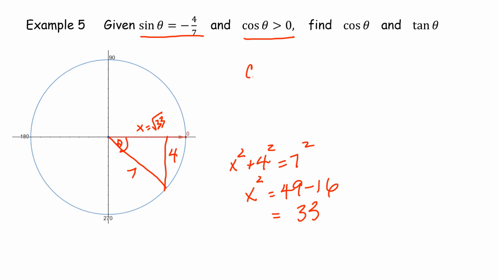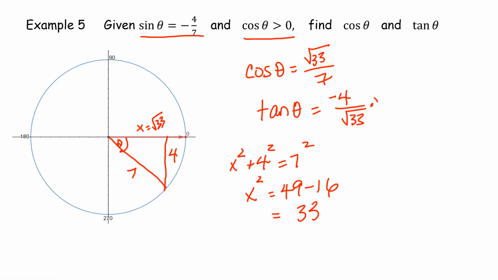So when we do that, cosine theta is going to be positive. It's going to be adjacent over hypotenuse. So square root of 33 over 7. And then tangent theta is going to be opposite over adjacent. And so that's going to be 4 over the square root of 33. But I forgot to mention that 4, that's in the fourth quadrant, that vertical side is negative. So we have to put a negative sign wherever we see a 4. So that's got to be negative. But we also have to rationalize it. So that's going to be negative 4 square root of 33 over 33 for the tangent of theta, because tangent is negative in the fourth quadrant.